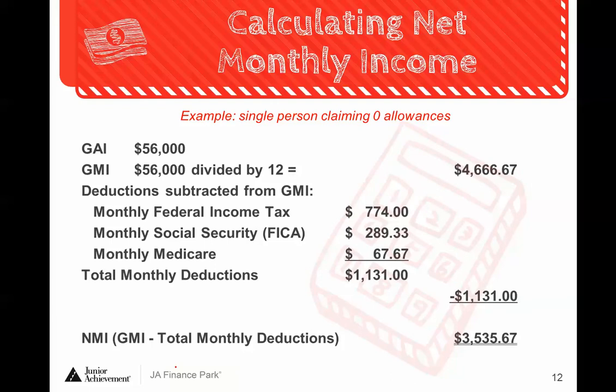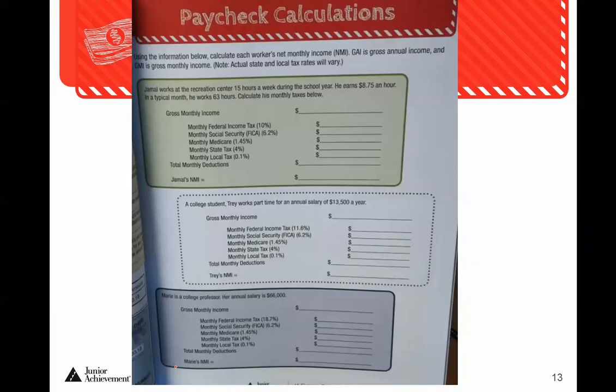So we're going to actually do some calculations here. If you go to page 19 in your book, we'll do the first one of these, I'll start it with you, and then you'll finish the rest of it up for income, and that'll be the last thing that we get done on this. So it says here, Jamal, we're going to calculate all of these things right here. Jamal works at a recreation center for 15 hours a week during the school year. He earns $8.75 an hour. In a typical month, he works 63 hours. Calculate his monthly taxes below.